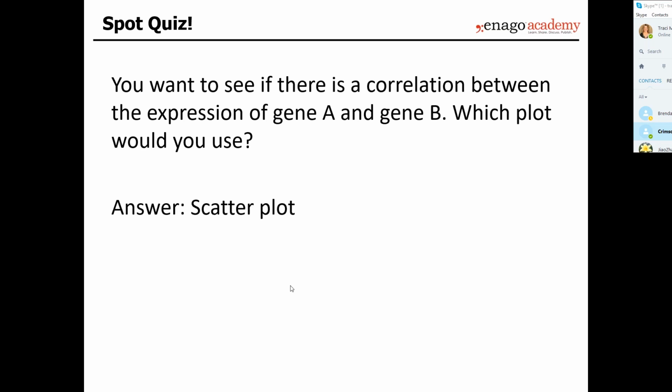A scatter plot, because that shows the nice relationship, if there is one, whether it be positive or negative, between two variables.